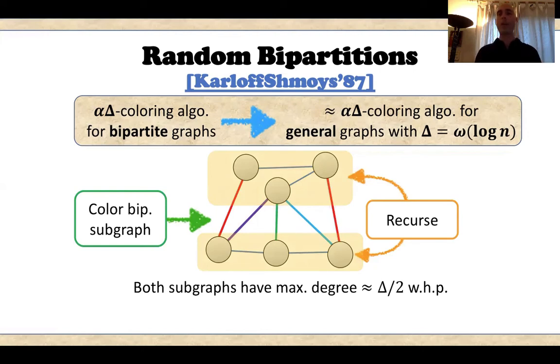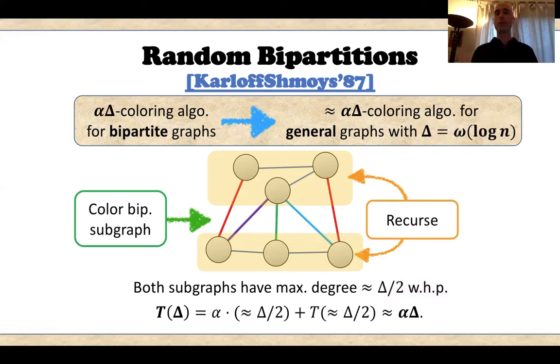Both the random bipartite graph and the recursive subgraph have maximum degree roughly delta over 2 with high probability. The reason being, every vertex of degree close to delta expects to see roughly delta over 2 of its edges cross the cut and the rest remain on the same side. And since this is a sum of independent variables, this is sharply concentrated. Good, so this very simple approach gives us the following recurrence relation for the number of colors needed to color a graph of max degree delta. We first use roughly alpha delta over 2 colors for the bipartite subgraph, and then use T of roughly delta over 2 colors to recurse. Solving this gives us alpha delta colors.